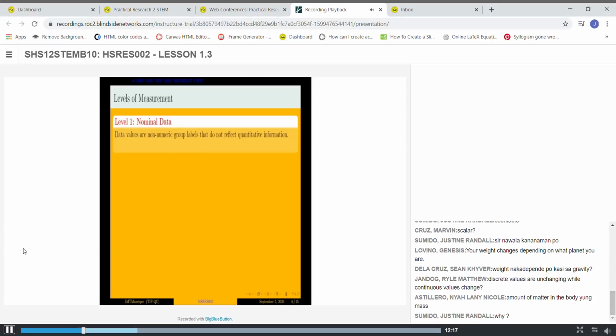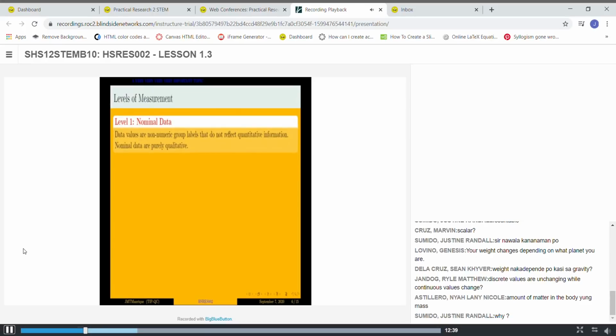Okay? Halimbawa, tatatakan mo yung mga baboy na kakatayin. Pwede kang gumamit ng number para hindi ka malito. But yung number na yun is walang significance. Label lang sila. So in nominal data, yung mga value natin is purely qualitative.